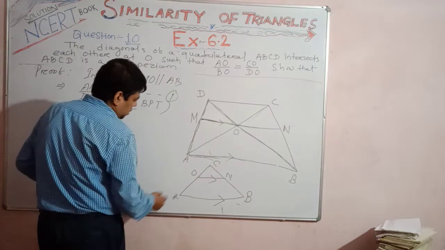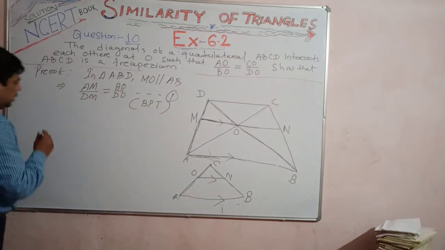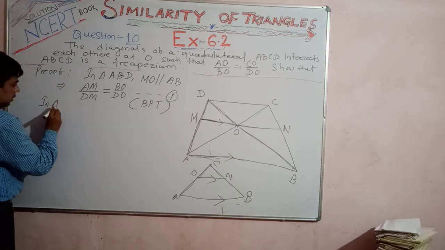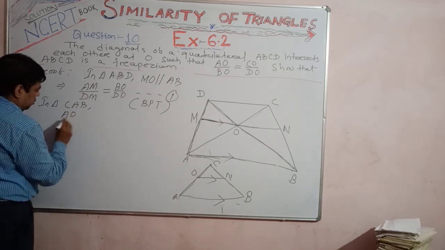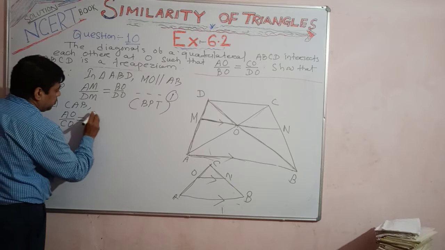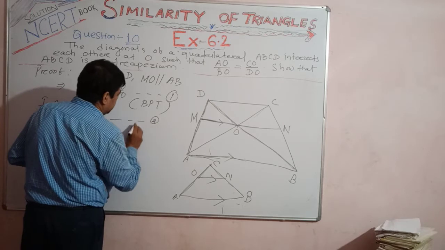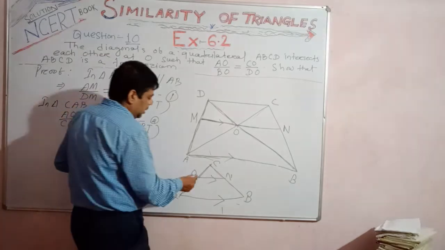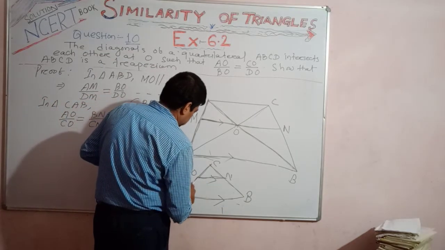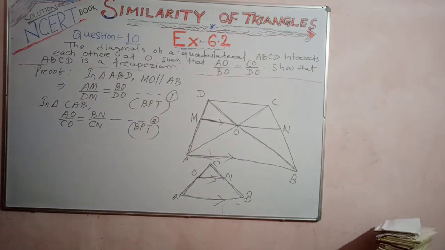So, can you say AO upon CO is equal to BN upon CN? Yes, okay. Similarly, in the triangle CAB, AO upon CO is equal to BN upon CN. Same concept of the BPT, basic proportionality theorem. Understand? Since ON is parallel to AB, so OA upon OC is equal to BN upon CN. Right? Understand? Okay.